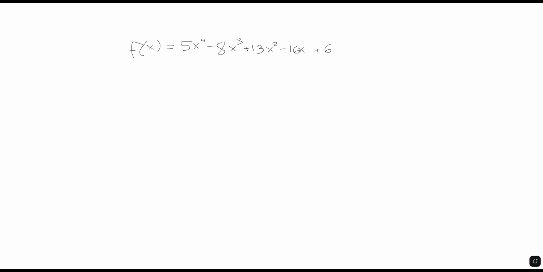Remainder theorem. The remainder theorem tells us that if a certain value of x gives us a 0 as a result when we plug it in, that means that value provides us with one of the factors of the polynomial. So for example, if we plug in 2 and we get 0, that means that x minus 2 is going to be a factor of the polynomial. So let's take this term by term.